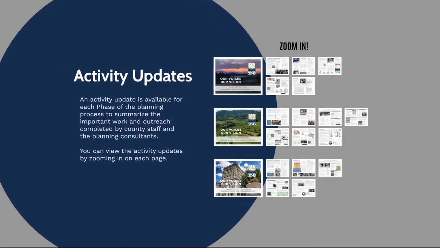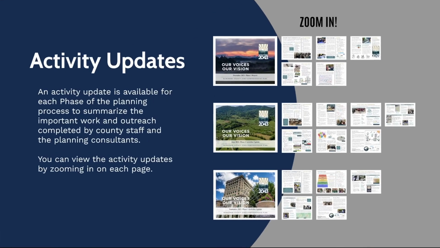Station 6, Activity Updates. An activity update is available for each phase of the planning process to summarize the important work and outreach completed by the county staff and the planning consultants. Each report highlights presentations given to different groups, engagement activities in the community, the number of people reached, and next steps in the planning process.